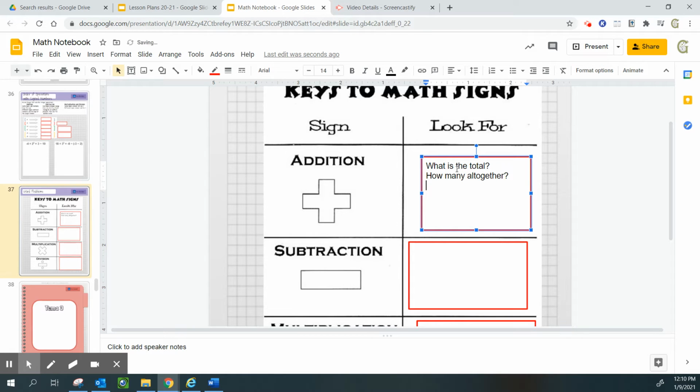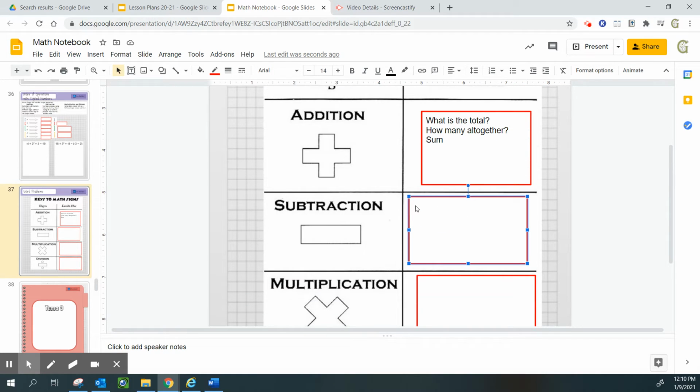And then the other big word that you'll see is this word sum. That's the answer to an addition problem. So if it ever asks you to find the sum, that's a pretty good hint that it's going to be an addition problem.